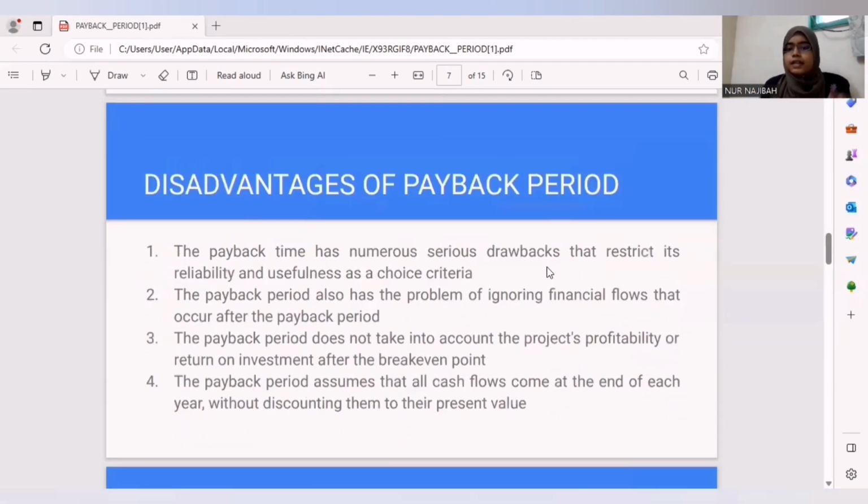And then disadvantages of payback period. Firstly, the payback time has numerous serious drawbacks that restrict its reliability and usefulness as a choice criterion. Second, the payback period also has the problem of ignoring financial flows that occur after the payback period. The third is that the payback period does not take into account the project profitability or return on investment after the break-even point. And lastly, the payback period assumes that all cash flows come at the end of each year without discounting them to their present value.